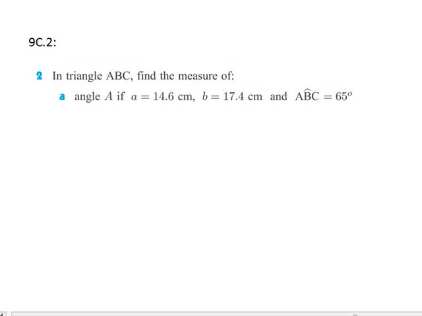David Kahn here with another question from your Hayes and Harris Math SL textbook. This is Chapter 19C.2, Question 2a. We're working with sine rule here, and this time we're trying to find an unknown angle in a triangle.